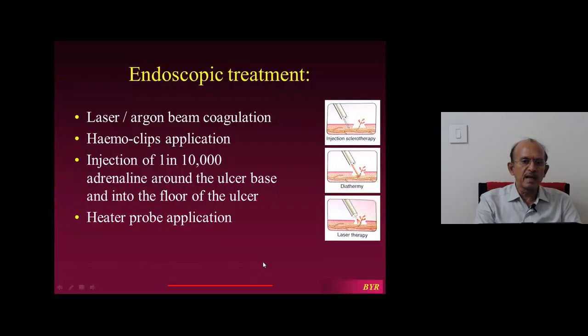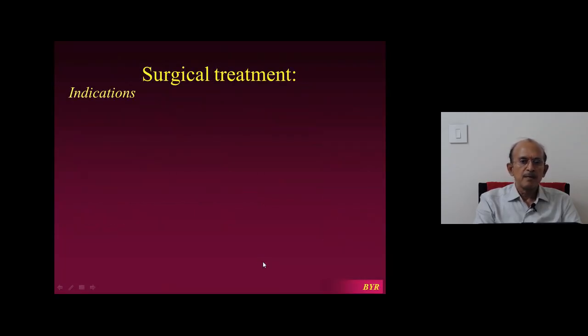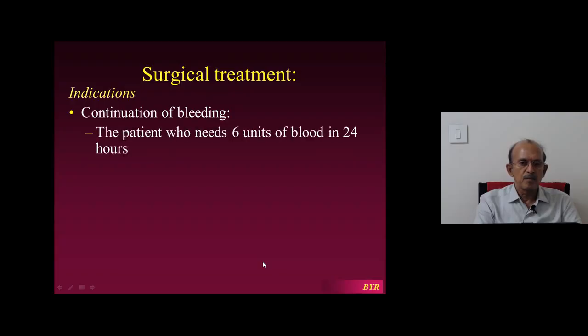By the vasoconstriction action of the adrenaline, the blood vessel will go into constriction and bleeding will be stopped. Surgical treatment indications: continuation of bleeding in spite of the endoscopic procedures. A patient who needs more than 6 units of blood in 24 hours is a sure candidate for surgical treatment. That means he is bleeding continuously in spite of the endoscopic maneuvers.